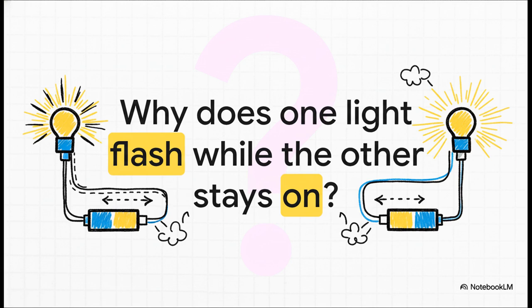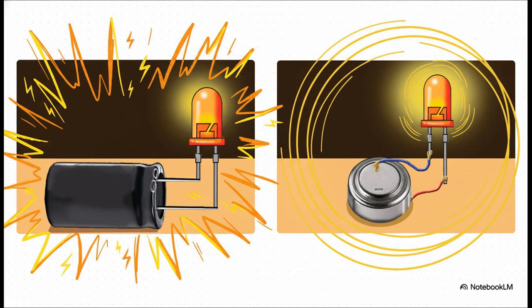Dark. Then you connect the second one, and it just glows. A nice, steady, continuous light. So same lights, but completely different results. What's going on here? Well, the secret, as you can probably see, is all in the power source. Over on the left, we're using something called a capacitor. You can think of it like a tiny water bucket that just dumps all its energy out in one giant, super fast splash. That's our flash.